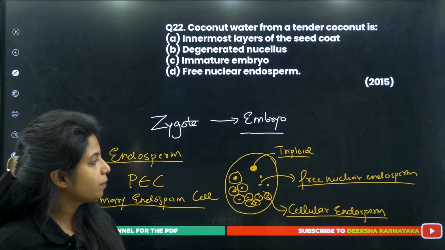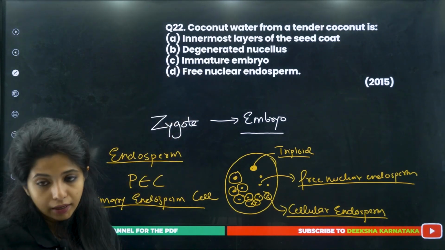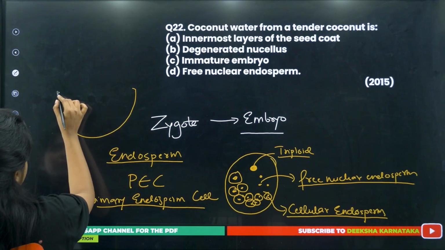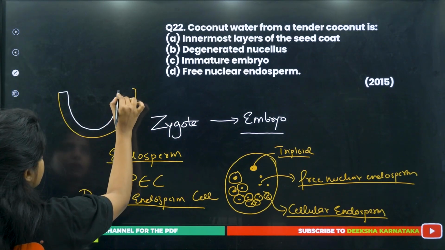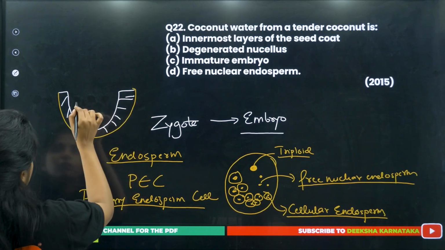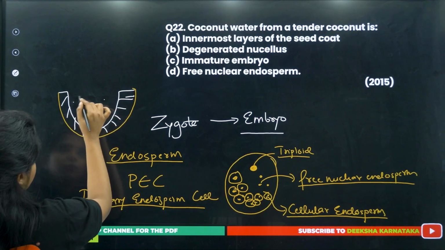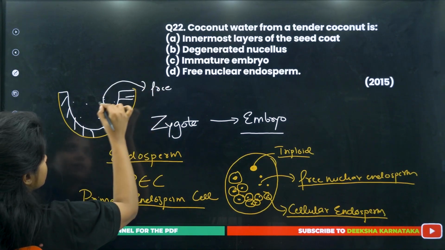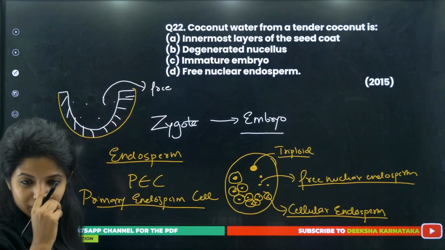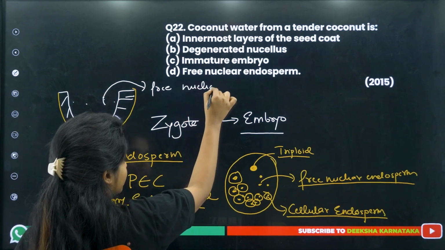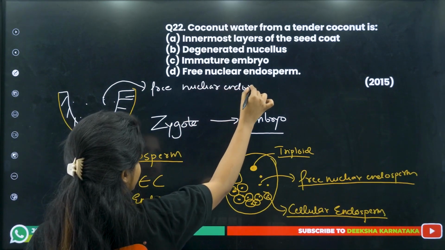Fine. Now I am telling you, in the case of coconut, if we see coconut, okay, over here there is a white thing that we all like to eat, mostly we all like to eat, and there is the water over here. This water is basically consisting of free nuclear endosperm. It just has the nuclear endosperm over there. You cannot see it, but it's like that. It is the free nuclear endosperm.